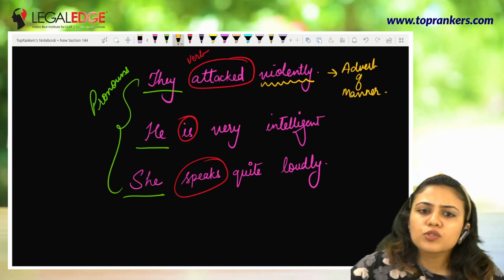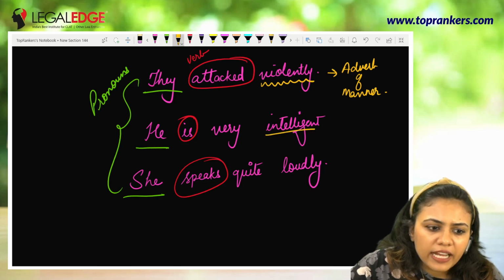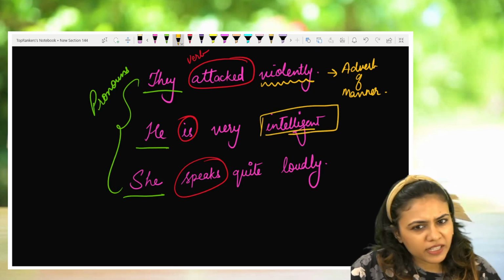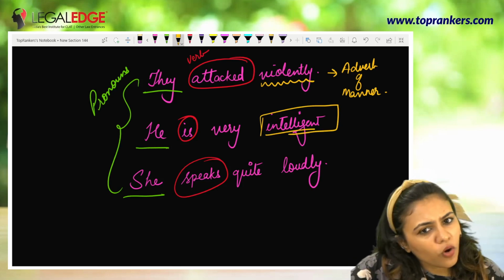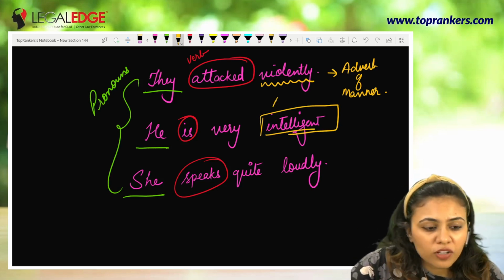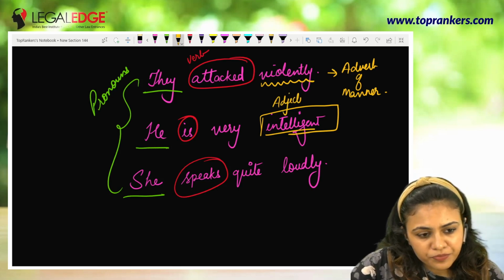In this sentence, what is intelligent? इंटेलिजेंट की पार्ट ऑफ स्पीच क्या है? कोई बता सकता है मुझे? किसी पर्सन की क्वालिटी बता रहा है. तो क्वालिटी कौन बताता है एक पर्सन की? It's always an adjective, right?